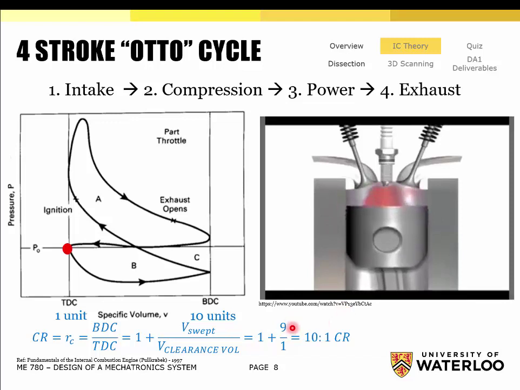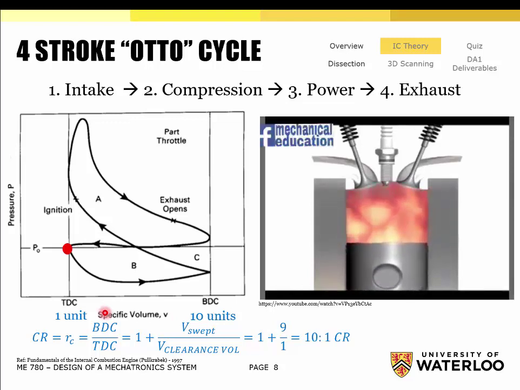So the compression ratio here, as one might expect, is 10 to 1 because you have 10 units at bottom dead center and 1 unit at top dead center. So you're compressing it as you move the piston up from the bottom. You're compressing it 10 times from its original volume.